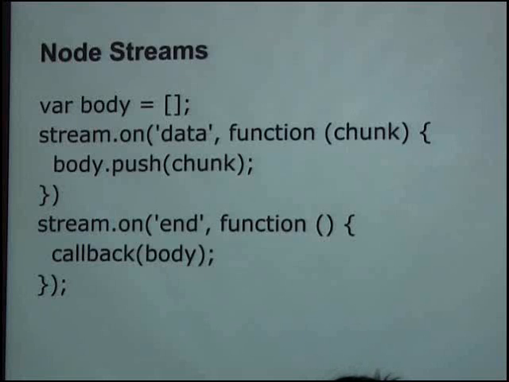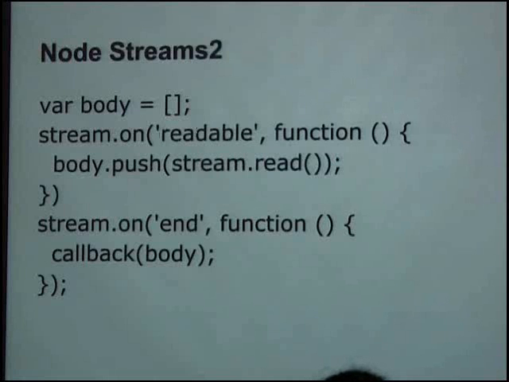So this is the old style, which people who use Node will recognize. A data event comes in, you collect the chunks, and do something with the actual data you've collected. Streams 2 is similar, but it is now readable, so you actually have to go and read it yourself.